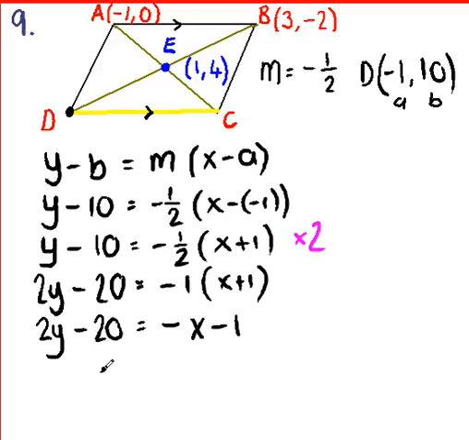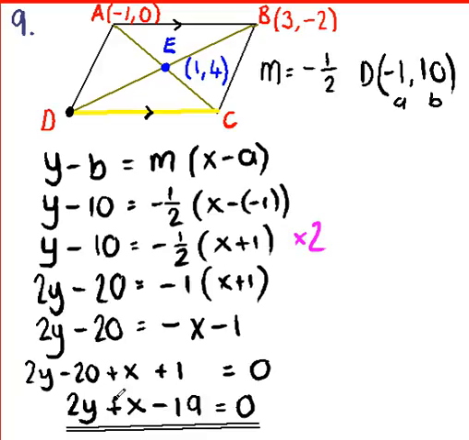Gathering everything to the one side, so we'll bring everything to the left. We have 2y minus 20. Our minus x becomes plus x, and our minus 1 becomes plus 1, and that's equal to 0. Our minus 20 add 1 gives us minus 19. So we have 2y plus x minus 19 equals 0, the equation of the yellow line DC.